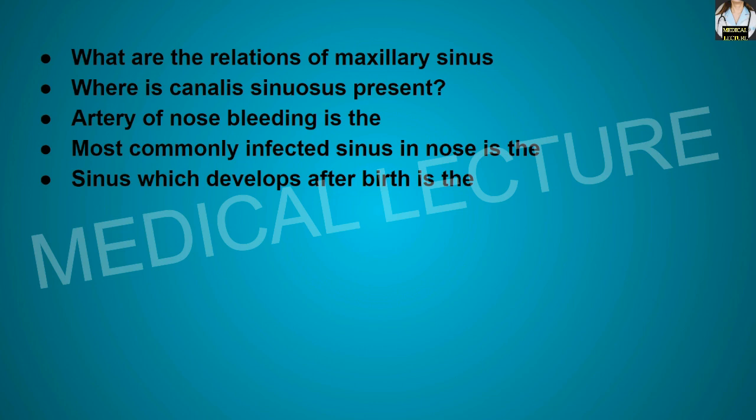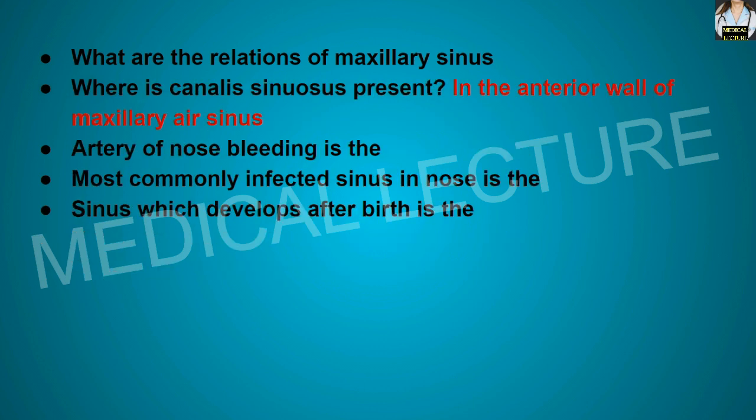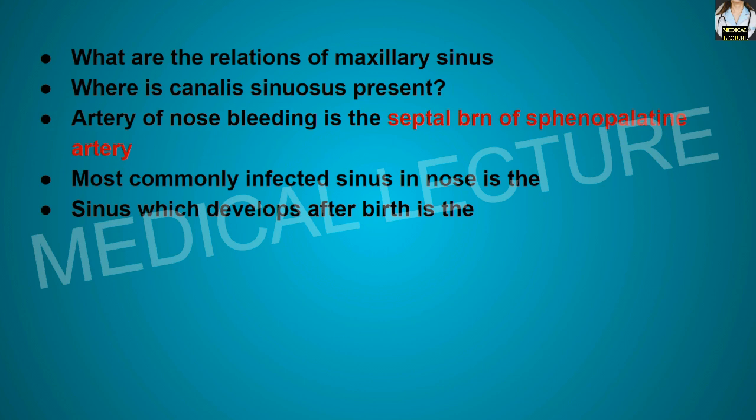Now what are the relations of the maxillary sinus? Over here in the roof there is the infraorbital nerve and artery. In the anterior wall there is the anterior superior alveolar nerve, and in the posterior wall, that is the posterior superior alveolar nerve. Now, where is the canalis sinuosus present? In the anterior wall of the maxillary air sinus. Now, the artery of nose bleeding is the septal branch of the sphenopalatine artery.